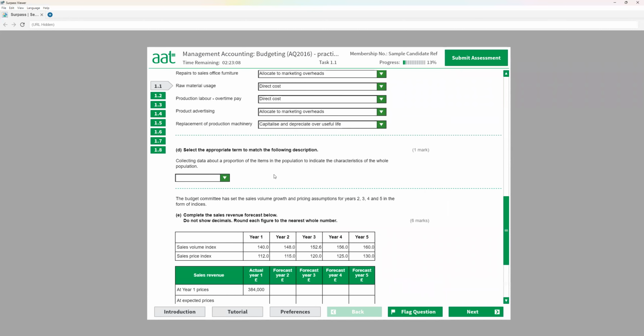The next one, we have: select the appropriate term to match the following description. Collecting data about a proportion of the items in the population to indicate the characteristics of the whole population. That means you have a chance to pick the correct one from the whole population. For example, in a book, we have 100 pages. So we have a chance to pick any one. So this one is called the sampling method. We call it sampling. And there are a lot of different types of sampling.